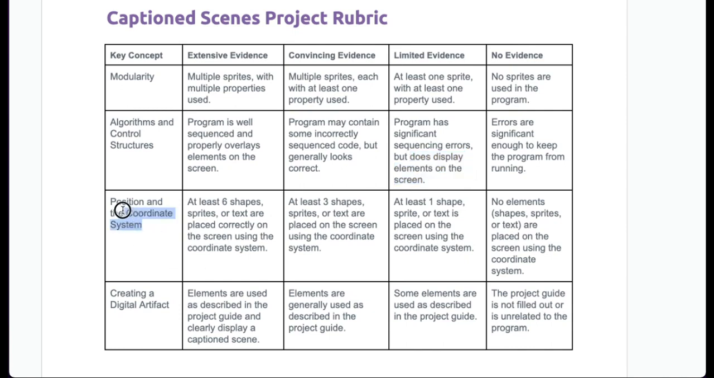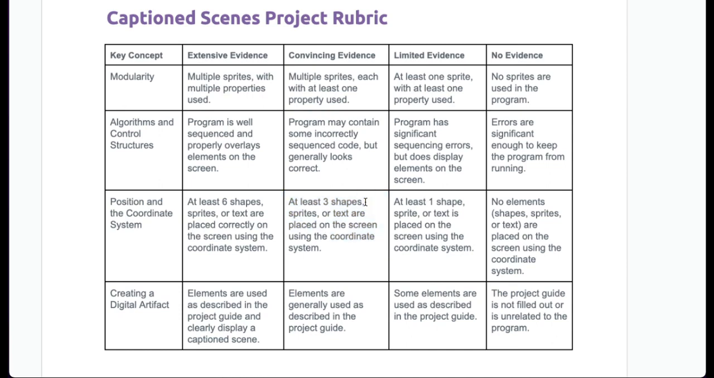Okay. Position and the coordinate system. So this is using our grid. For a 4, at least 6 shapes, sprites, or text are placed correctly on the screen using the coordinate system. For a 3, at least 3 shapes, sprites, or text are placed on the screen using the coordinate system. If you don't have 6, let's say you have 5, that's not 6, so that's going to get you here: at least 3 shapes, sprites, or text placed on the screen using the coordinate system.